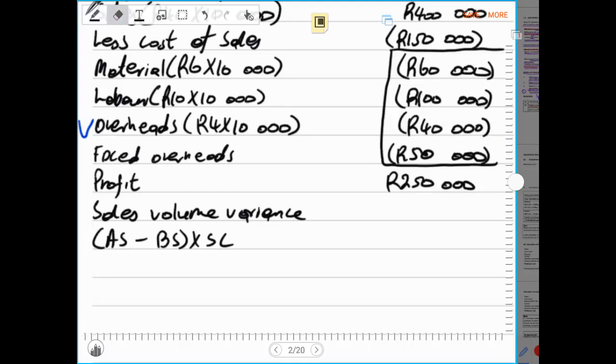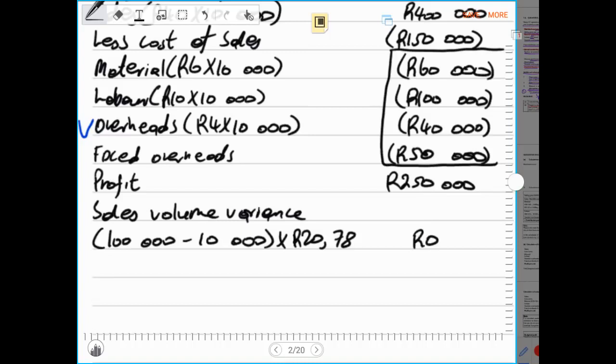And we know that our budgeted sales and our actual sales were the same. We budgeted to manufacture 10,000 and we actually manufactured the 10,000 units. So now that will be 10,000 minus 10,000 units, times this by the contribution, and we calculated contribution to be 20 rand 78 cents. So this will be zero rand variance, meaning there will be no variance when it comes to the sales volume variance.